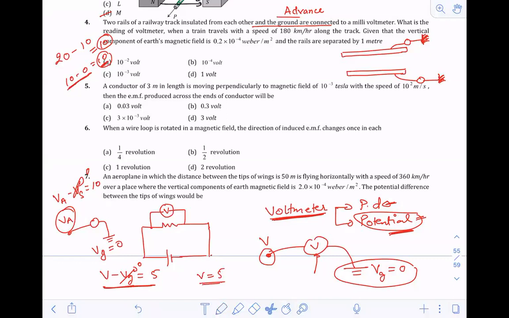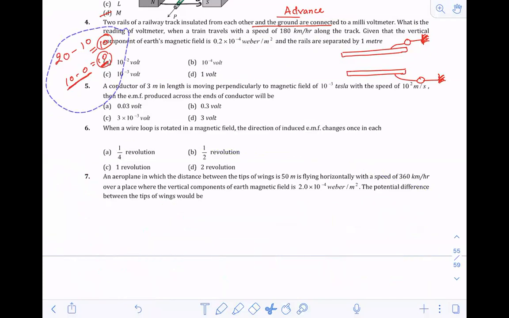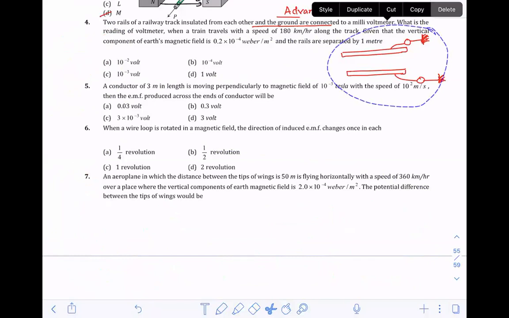So based on this concept only, one question was framed in advance. I don't know the year, if I'm not wrong, it is 2019 or 2018.